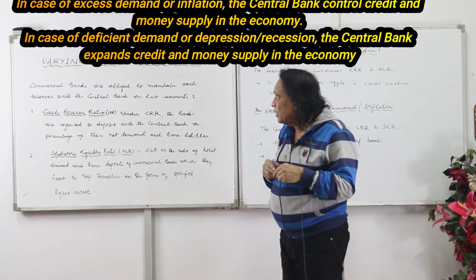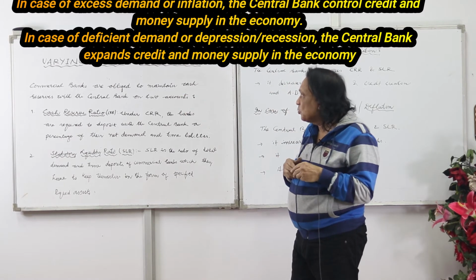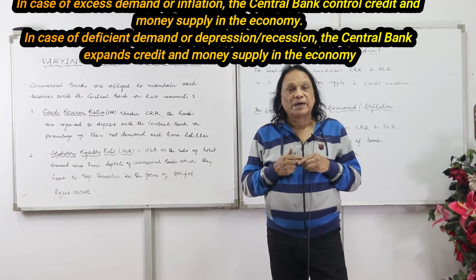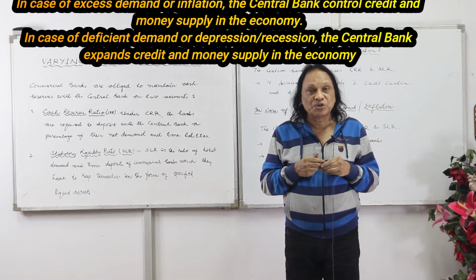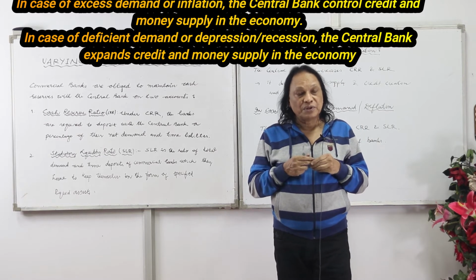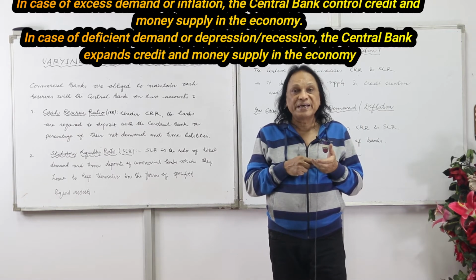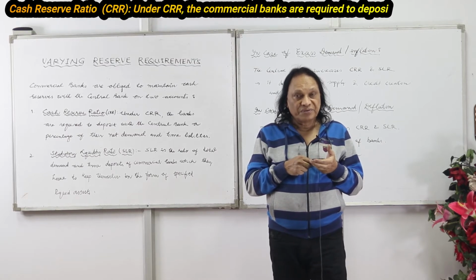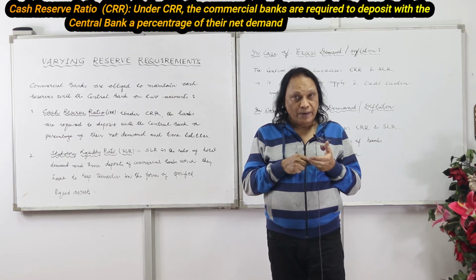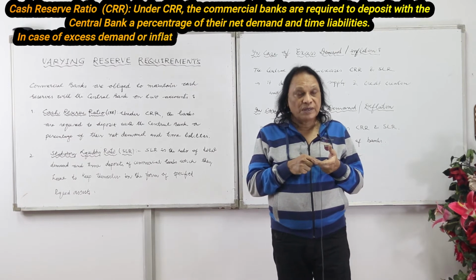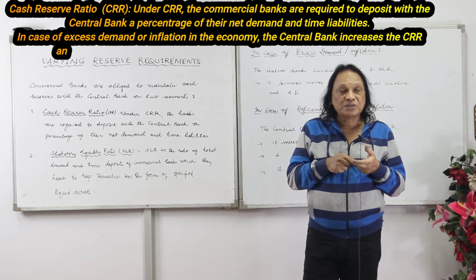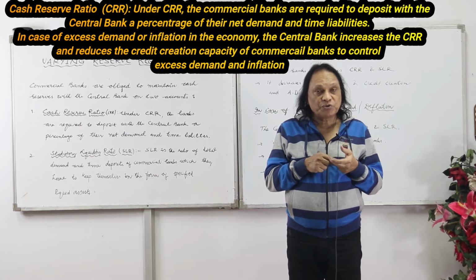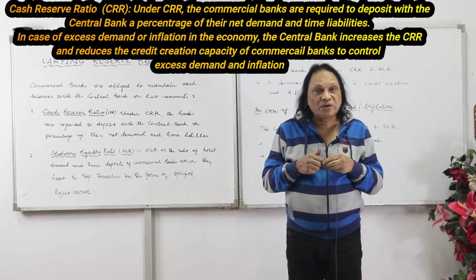As you can see here, commercial banks are obliged to maintain cash reserves with the central bank on two accounts. Under this, you have two varying reserves. One is called CRR, cash reserve ratio, and the second one is called SLR, statutory liquidity ratio. Let's see what these are.